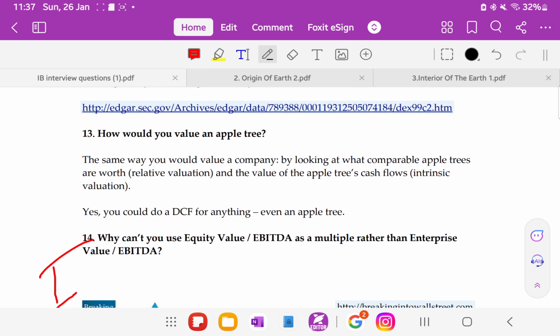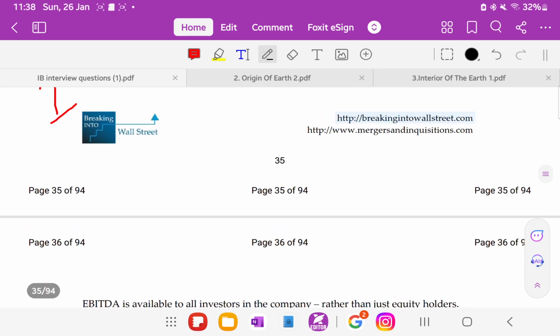And how would you value an apple tree? The same way you value a company: by looking at what comparable apple trees are worth, or you can treat its cash flows based on the intrinsic value. You could use a DCF for anything, even an apple tree, so that will be a different number for different parameters, but we can think through that.